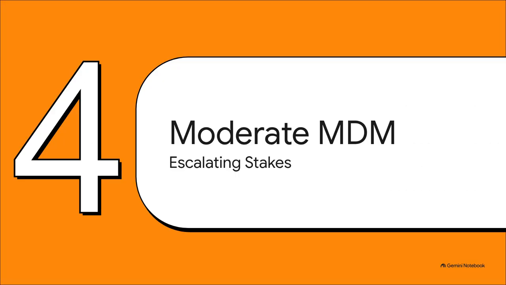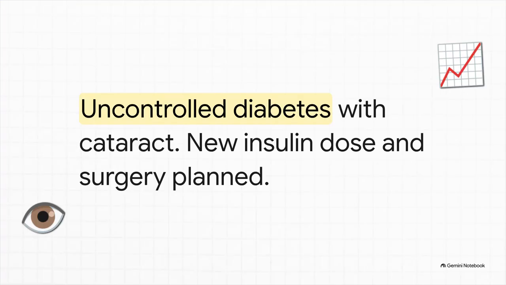All right, Section 4. Time to raise the stakes with moderate MDM. Pay really close attention to the details here because the clinical picture is getting a bit more entangled. The patient has diabetes with a cataract. They're here to review lab reports, which show uncontrolled blood sugars. So the physician prescribes a new dose of insulin to manage this. On top of that, a decision is made that cataract surgery will proceed, but only once that blood glucose level is brought back into a normal range. This multi-layered scenario is a classic 99204 or 99214 visit.